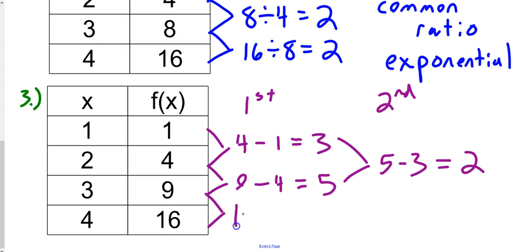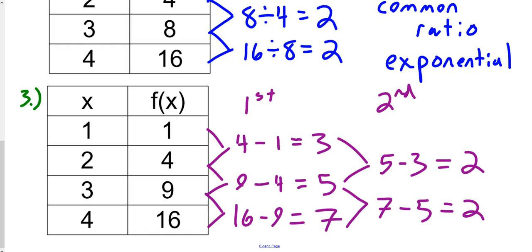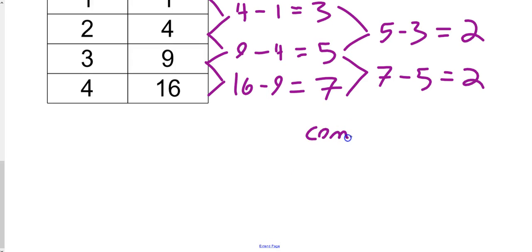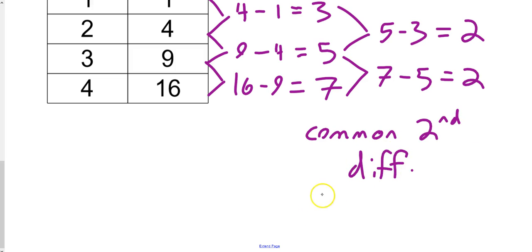If all the second differences match, then that means what you're looking at is a quadratic. So if I take 16 minus 9, that gives me 7. And if I look at the second difference here, 7 minus 5, I get 2. See how the 2 keeps matching up? And if I gave you the rest of this chart, the 2's would keep matching up. So that's what we call a common second difference. And because of that, that means what you have is a quadratic.